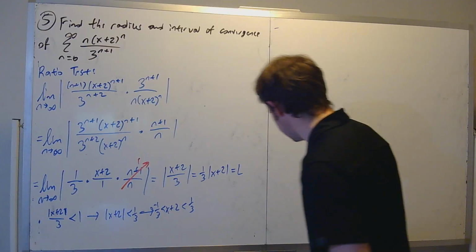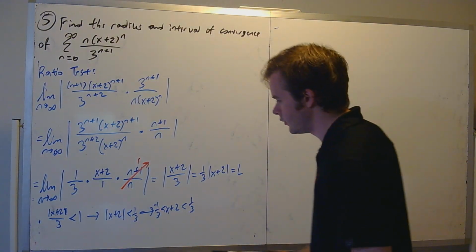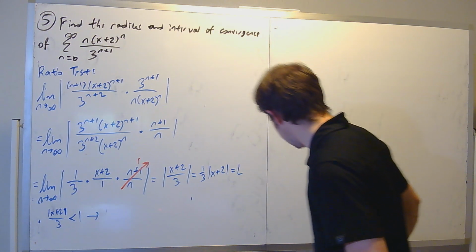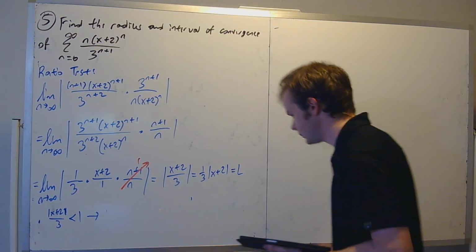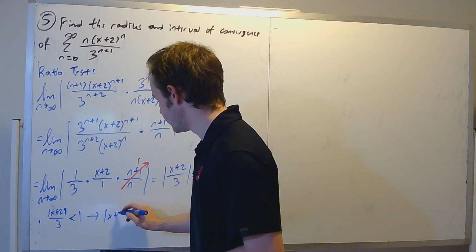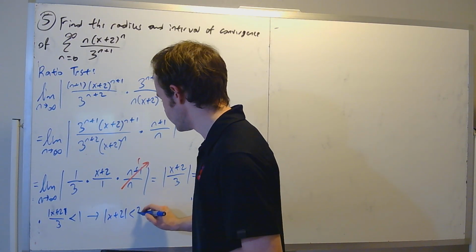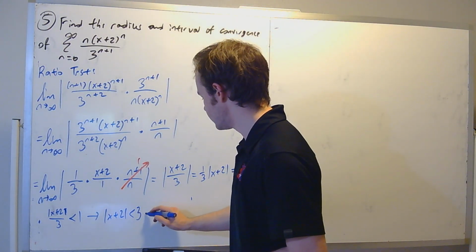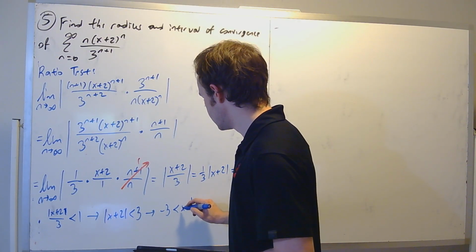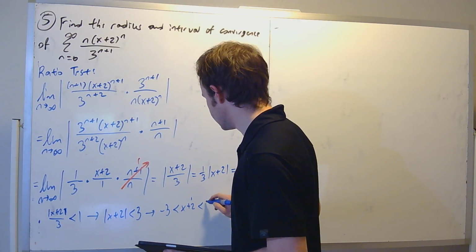Oh, sorry, I divided both sides by 3 for some reason. It's not what I was meant to do. I need to multiply both sides by 3. So if we multiply both sides by 3, that's the absolute value of x plus 2 less than 3. And then that means that negative 3 is less than x plus 2 is less than positive 3.